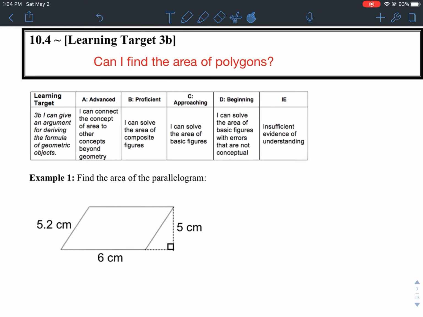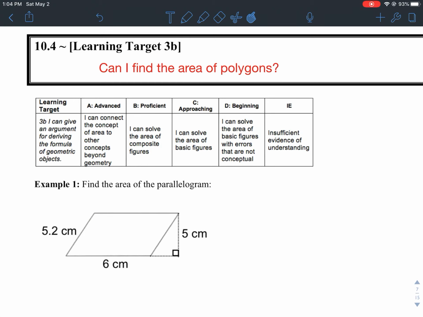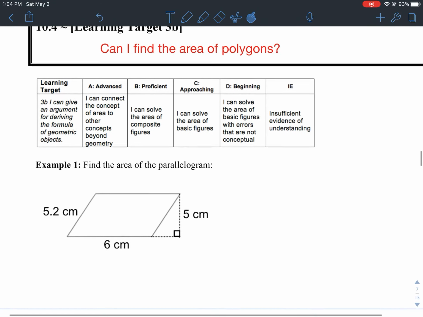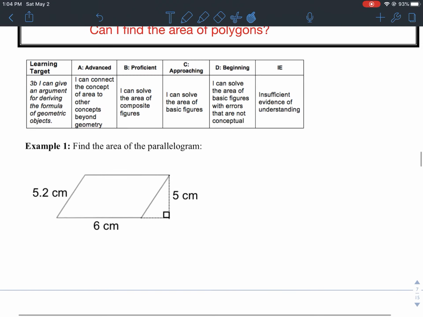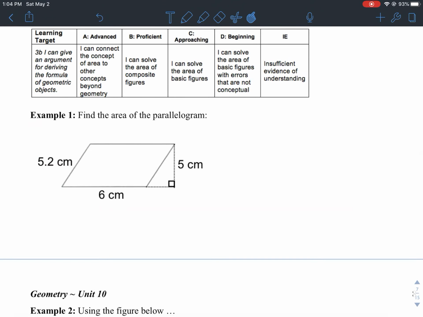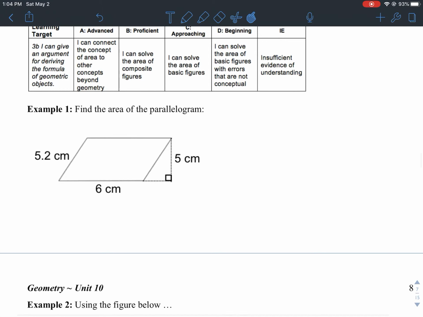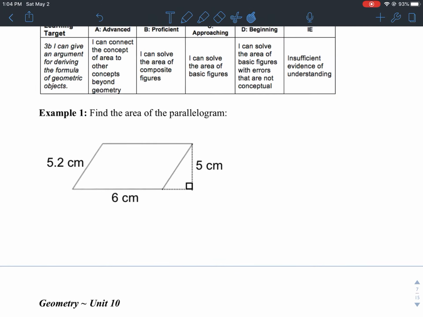Alright guys, it's Mr. E here with the notes for 10-4, which is involving finding the area of polygons. The essential question for today is, can I find the area of a polygon? More specifically, we're going to just quickly talk about parallelograms and triangles to keep it short.